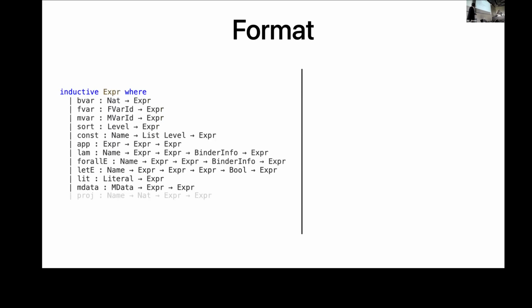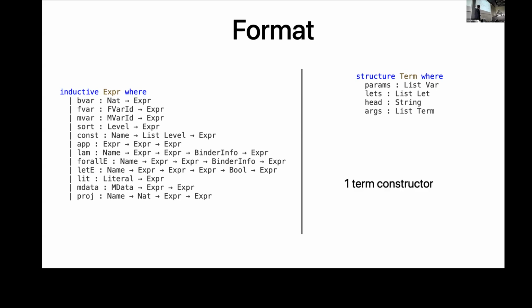So why do we have our own dependent type theory? Well, this is Lean's internal representation of expressions. It has 12 constructors. It's rather complicated. Our internal representation of terms looks like this, which has one constructor. This is a structure type. So there's only one term constructor. And you can think of this term as being like this, with a lambda expression, with a list of parameters, a head symbol, and then a list of arguments.